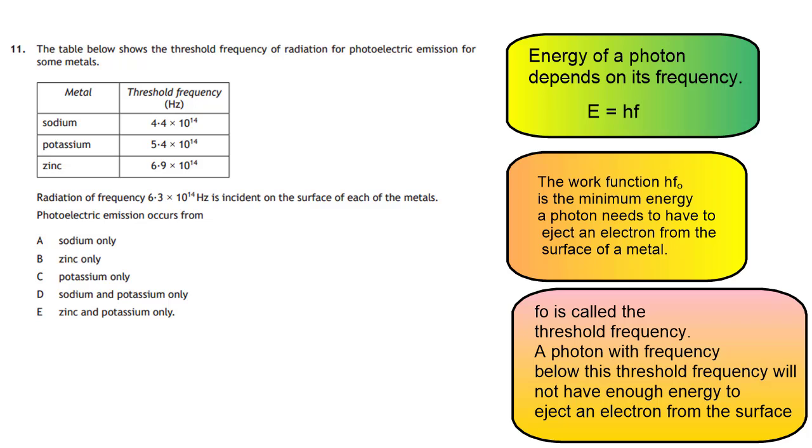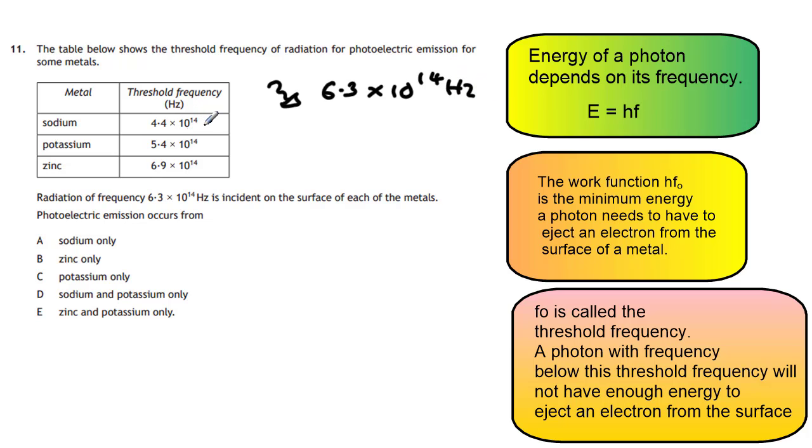Now if a photon has a frequency below this certain frequency called the threshold frequency, it's not going to knock the electrons off that metal surface. So let's take a look at the table and see what we've got. We know that the incoming frequency of the photon is 6.3 times 10 to the power 14 Hertz.